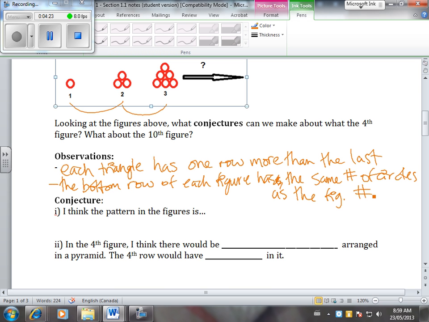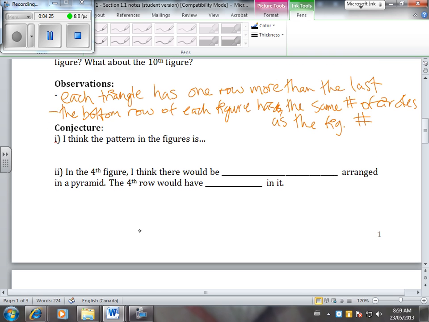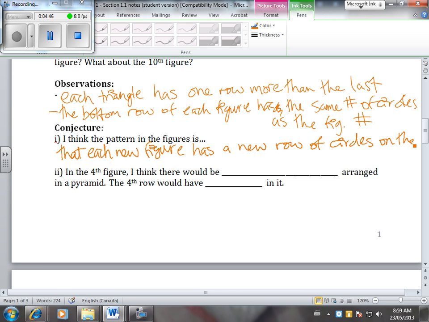So here, I think that the pattern is that each new triangle, or each new figure, has a new row of circles on the bottom with 1 more circle than the row before.